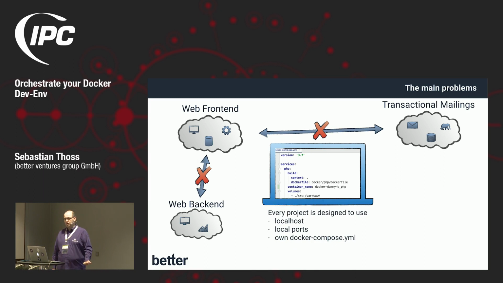So we have localhost, and each project is using localhost. Each repository uses the local ports of the machine and has its own Docker Compose files. Having their own Docker Compose files is, with our research, even a benefit, because the knowledge of how to run that should stay in the repositories. So what can we do there?